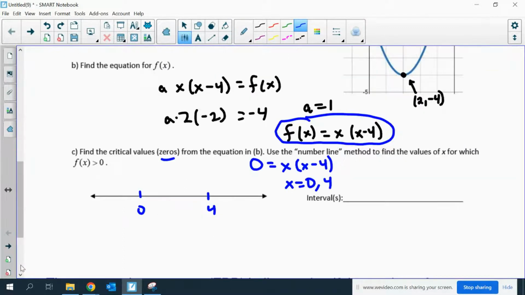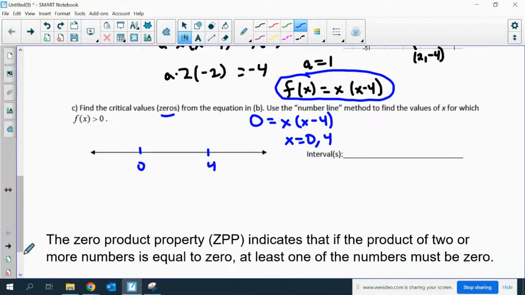One thing that we know is the zero product property, which we've learned for quite a while, you just may not have had a name for it until last year in Algebra 2. The zero product property tells us that if the product of two or more numbers is equal to 0, at least one of those numbers must be equal to 0.